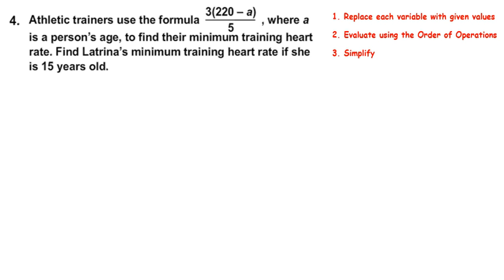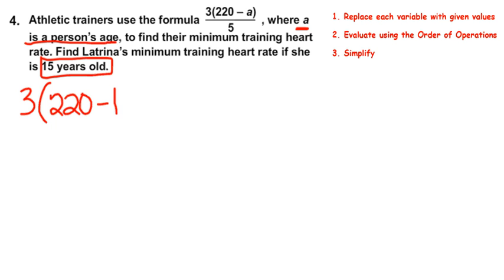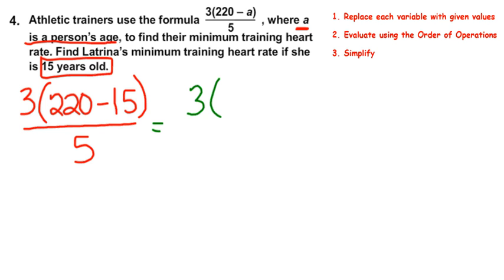So here, we're going to substitute the variable, which is A, which is the person's age. We're going to substitute 15 for Latrina. So we're going to start by rewriting the expression first. So 3 times 220 minus 15 over 5. Next thing we're going to do is we're going to evaluate our parentheses first. So we have 3 times 205 over 5.